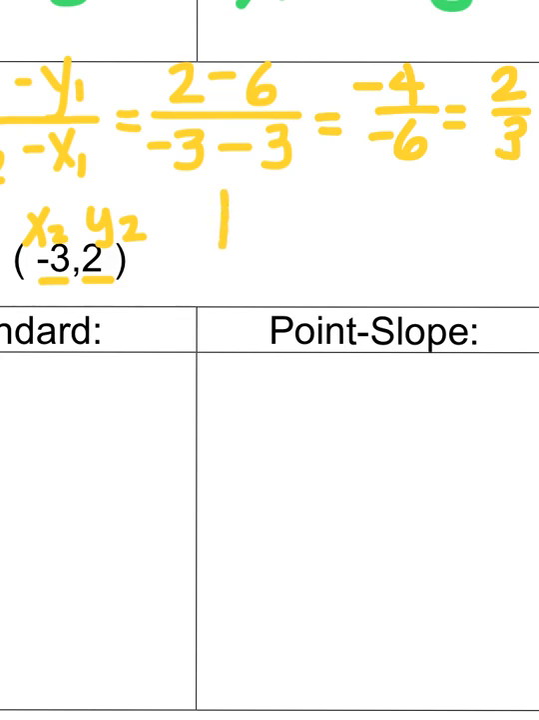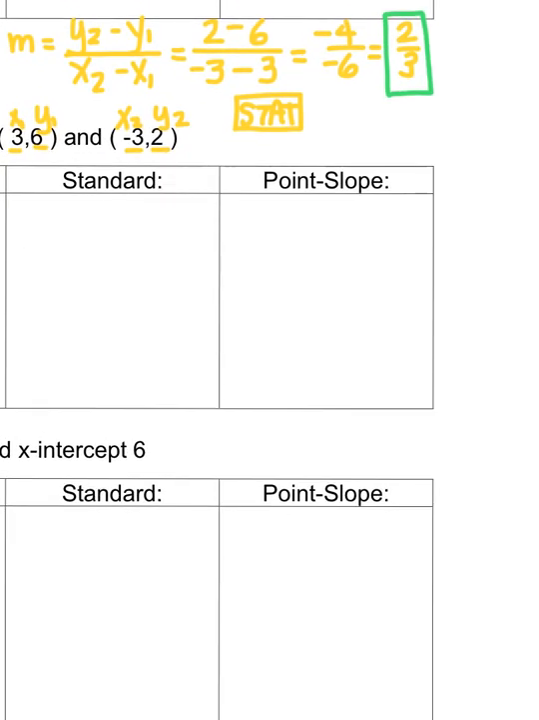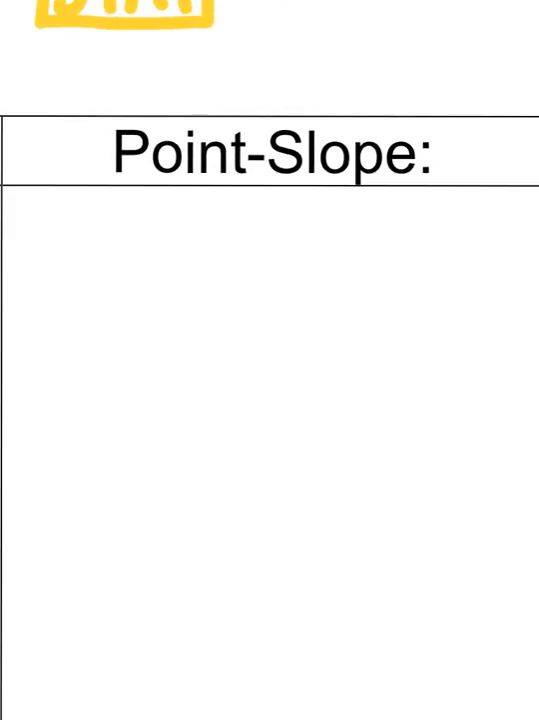I want to remind you that you may use your stat function on your calculator. However, at this time, what do we have right now? We have a slope, and we were given points over here. That lends itself to point-slope form. I would like to use the point (3, 6) for my point-slope form. Let's remind ourselves of what point-slope form looks like. y minus y1 equals m times x minus x1.